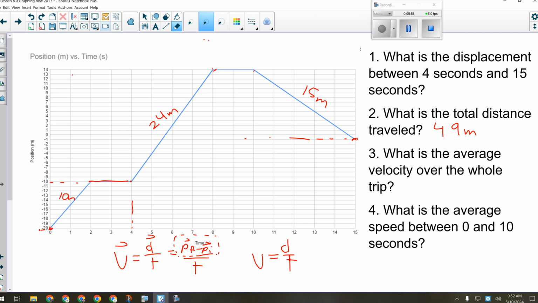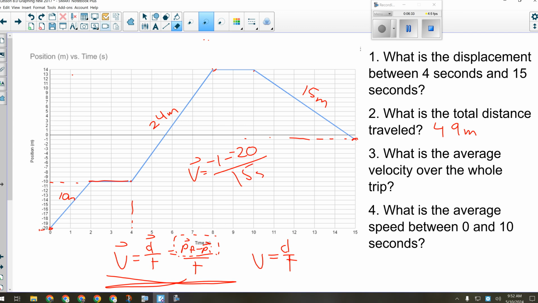All right, number 3, what is the average velocity over the whole trip? Okay, so average velocity, I just wrote the formula down here, is total displacement divided by total time. And I can get displacement by going final position minus initial position. Perfect, I got all those things on this graph. Okay, so V is going to equal my final position, -1, minus my initial position, -20. Okay, and I'm going to divide that by 15 seconds because that's how long the whole trip takes.